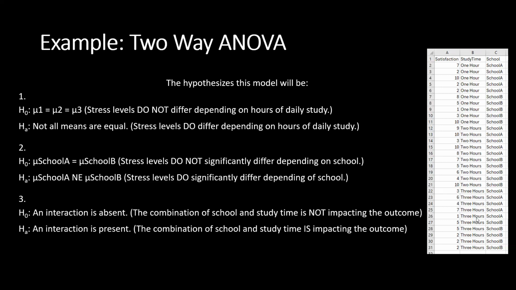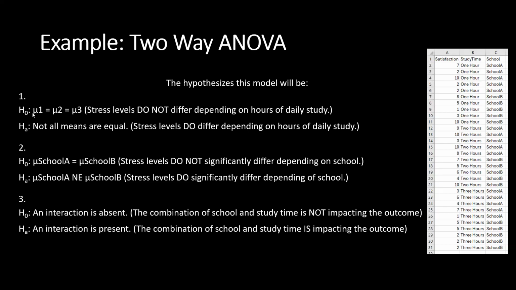Okay, so in this example, our factors are the independent variables, and those are study time and school. So study time and school are our factors, and 1 hour, 2 hour, and 3 hour, these are our levels within the factor study time. And as it relates to school, our levels are School A and School B.